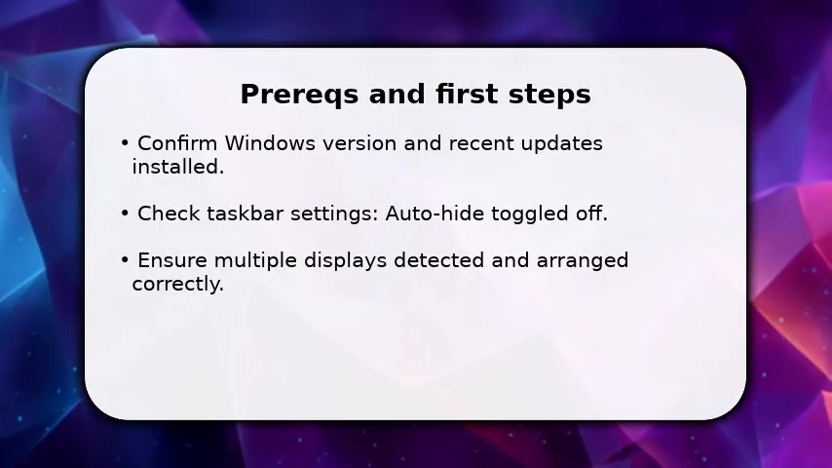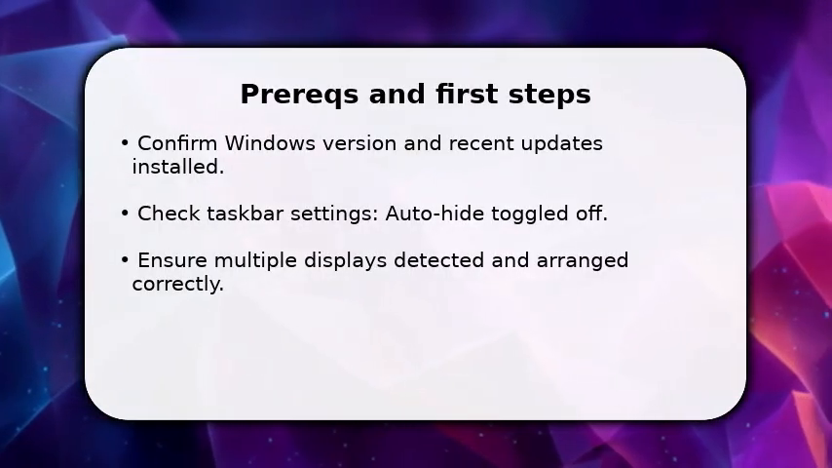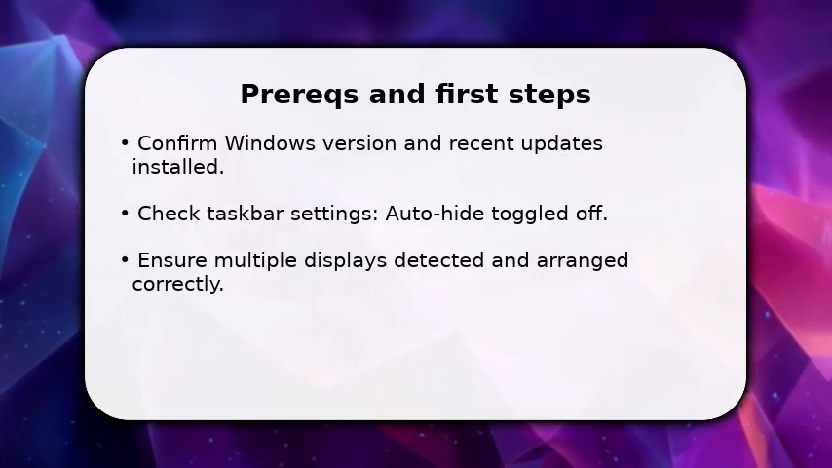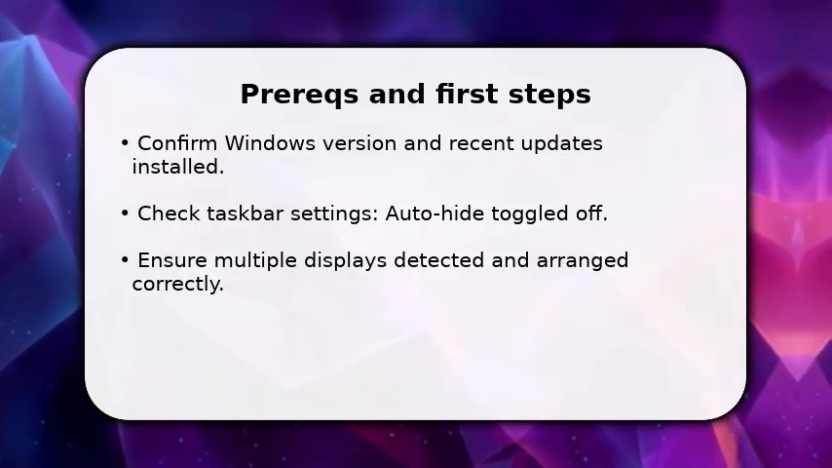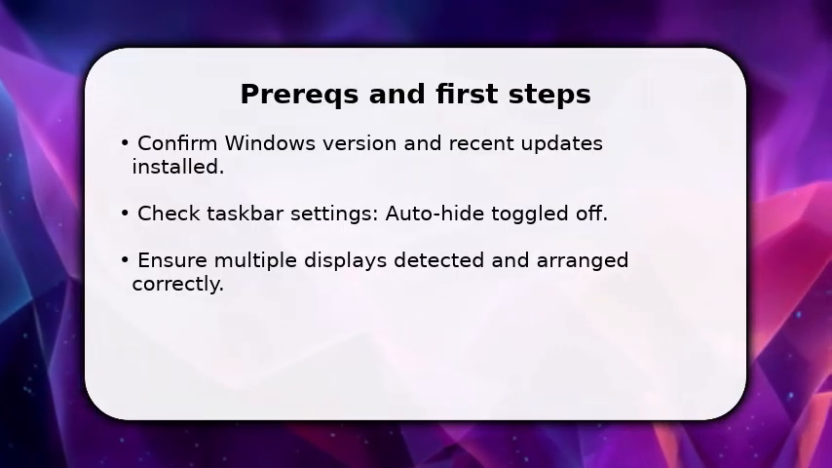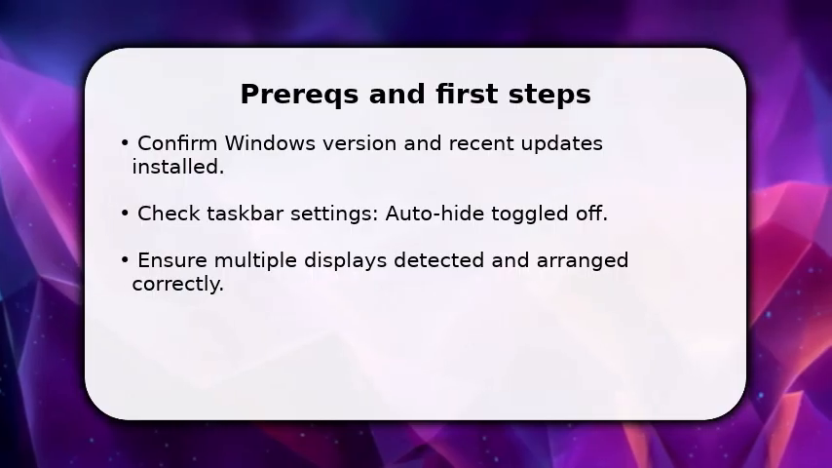You'll start by confirming prerequisites so you don't chase symptoms. Make sure Windows is updated and that you know whether auto hide is enabled. Open Settings, Personalization, Taskbar. Once done, toggle auto hide off so the bar stays visible.